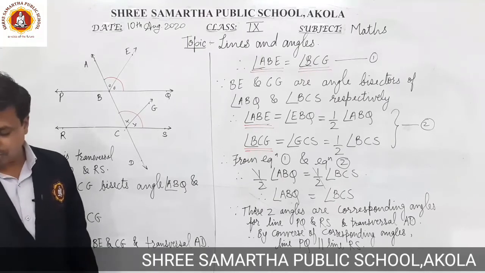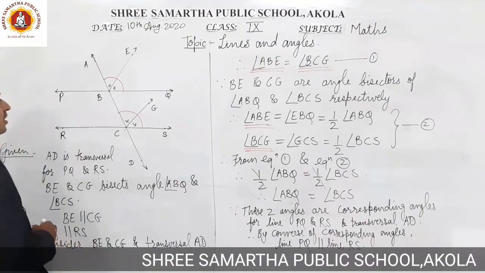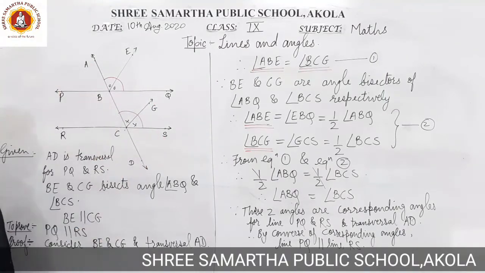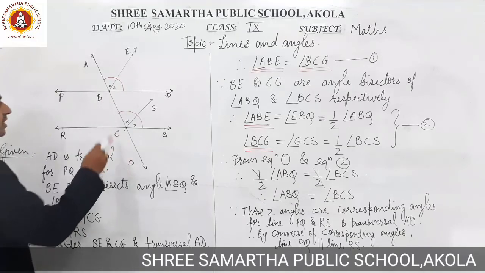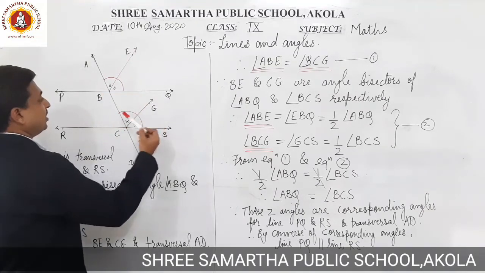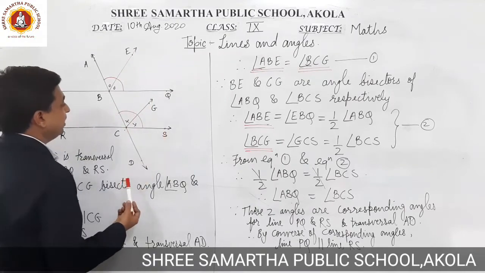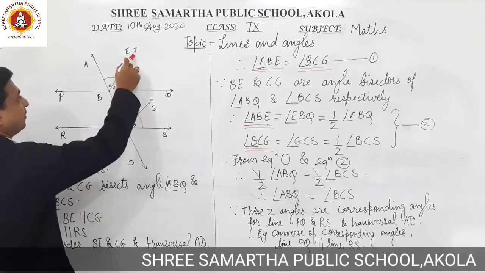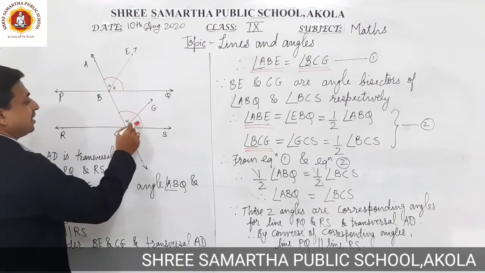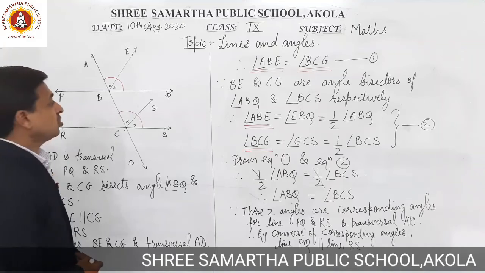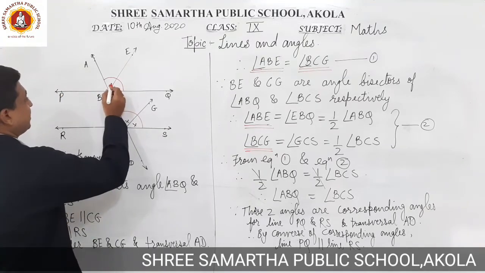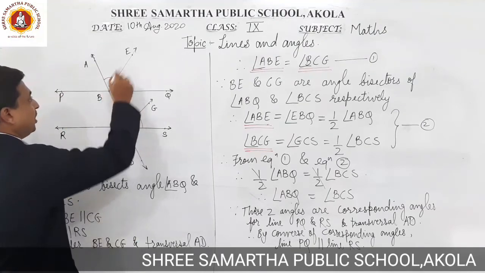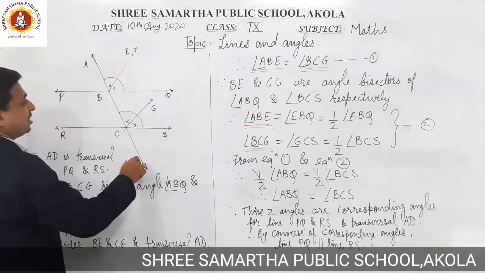So once again note down, dear student, these two lines PQ and RS are given, and this is the transversal ABCD. It is given that this ray BE is parallel to CG. So now we have to prove that PQ is parallel to RS, and BE bisects this angle and CG bisects this angle. So as this bisects this angle, these two angles are equal and these two angles are equal. Now BE is parallel to CG and AD is transversal.